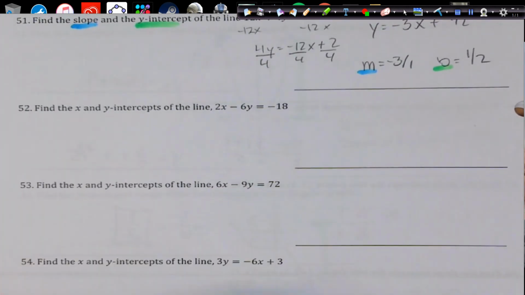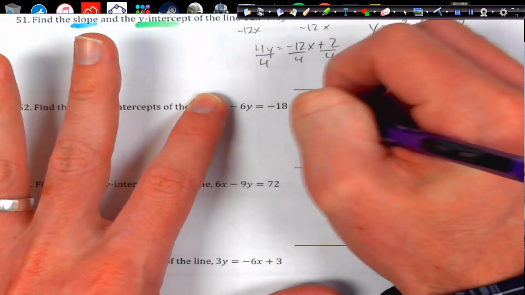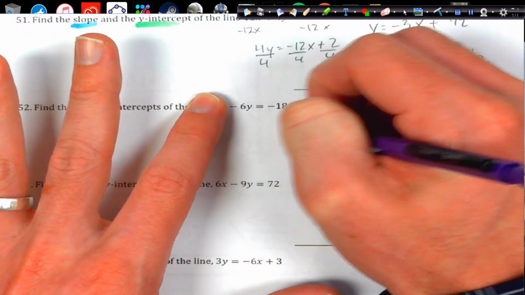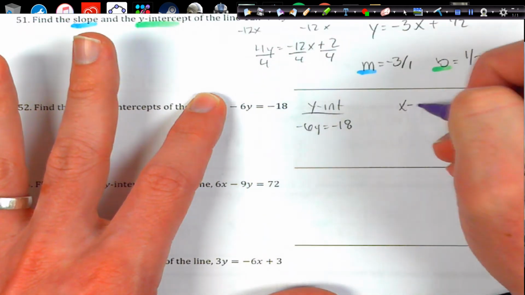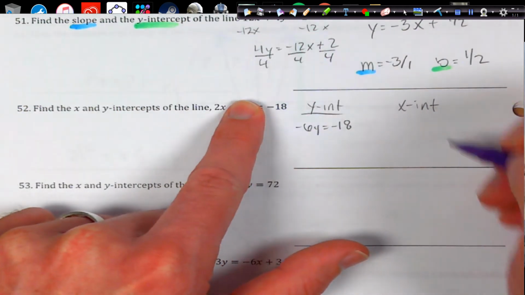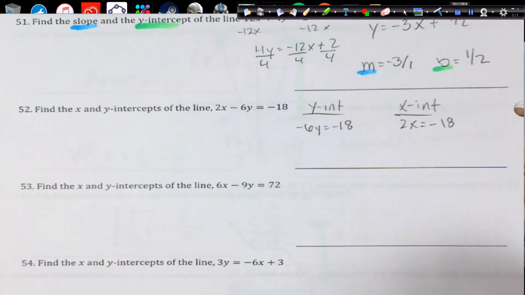Okay, find the x and y-intercept. This is where we can do the cover-up method to find the y-intercept. We are going to just do negative 6y equals negative 18. And to find the x-intercept, we're going to cover that piece up and get positive 2x equals negative 18. You can solve each of those.